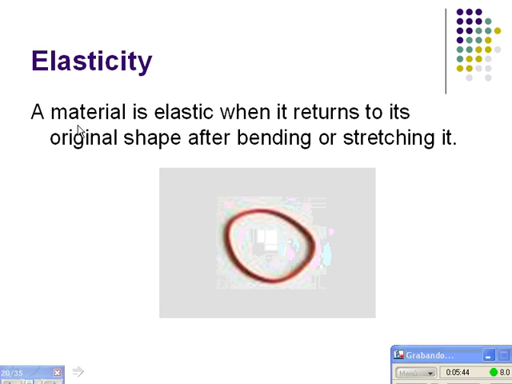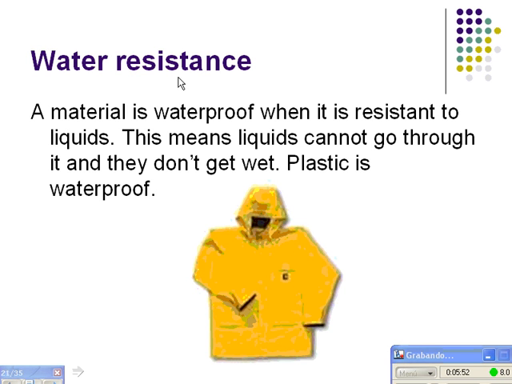Elasticity. A material is elastic when it returns to its original shape after bending or stretching it. Water resistance. A material is waterproof when it is resistant to liquids. This means liquids cannot go through it and they don't get wet. Plastic is waterproof.